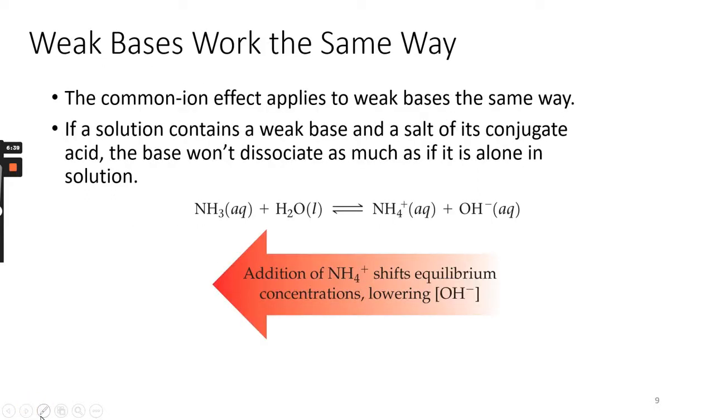So the common ion effect applies to weak bases the same way. If a solution contains a weak base and a salt that has the conjugate acid of the base, the base won't dissolve as much as if it was alone in solution. So here is our weak base equilibrium reaction. If we dissolve a salt that has ammonium in it, it will shift the reaction to the left, lowering our OH concentration.